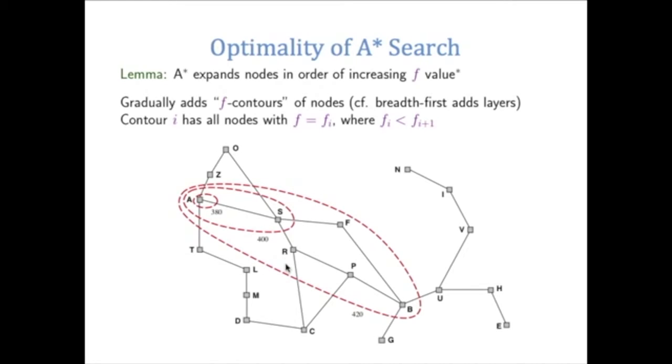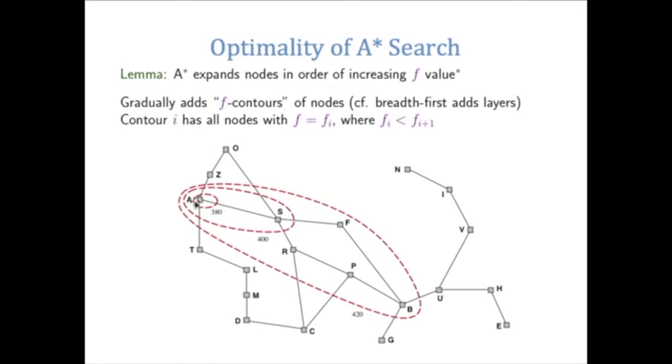So why is A* optimal? Well, the idea is that A* expands the nodes in order of increasing f value. So we can think of the increasing levels of f as equivalent to the increasing depth in breadth first search. In breadth first search, assuming uniform cost, we added a new layer each time. Here we're going to be adding a new f contour, that is, a new layer associated with some particular level of cost.